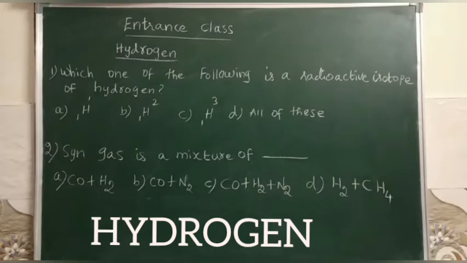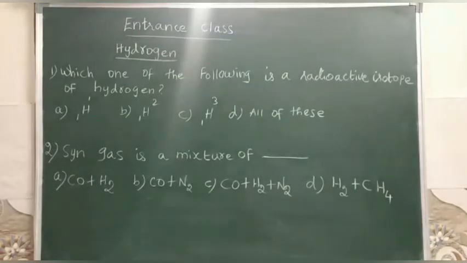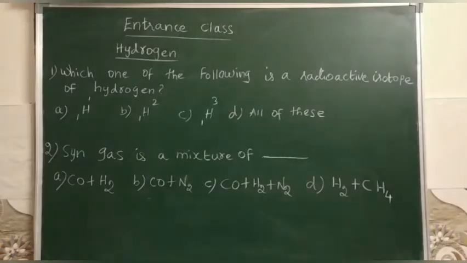Okay, so first one, which one of the following is a radioactive isotope of hydrogen? Okay, so 4 options are given. First one H11, second one H12, third one H13. Option D, all of this. So what are the isotopes of hydrogen? 3 isotopes, isn't it? Protium, deuterium and tritium.